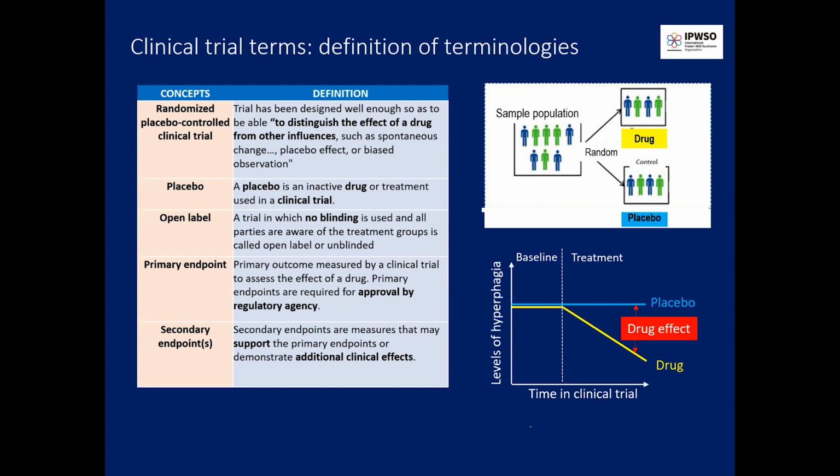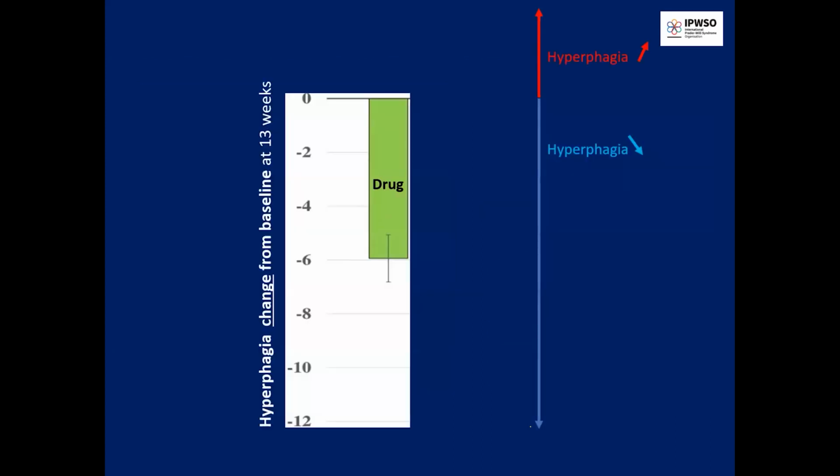The other message that I really want to stress is the importance of the placebo group. And I would like to show you two examples. So this is one example that has been extracted from a recent publication. On the y-axis, you can see here a little bit different. It shows the hyperphagia change from baseline. So if this change is in the negative range, it means that the treatment has decreased the hyperphagia. If it is in the positive range, it means the hyperphagia is increased.